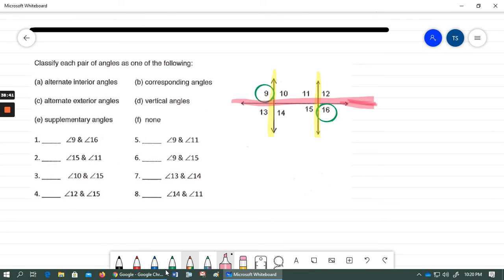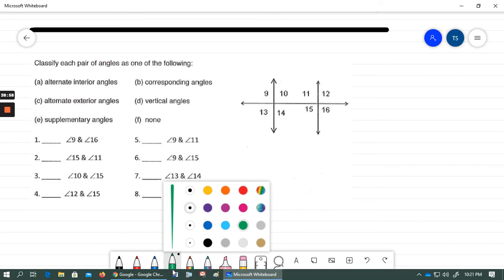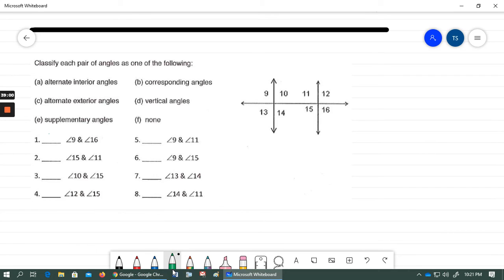All righty, great. We're going to move it on along here. Alternate exterior angles, part C. Let's erase all of that, every last little bit of that right there. Lovely, awesome. All right, so that one was alternate exterior, which is C.